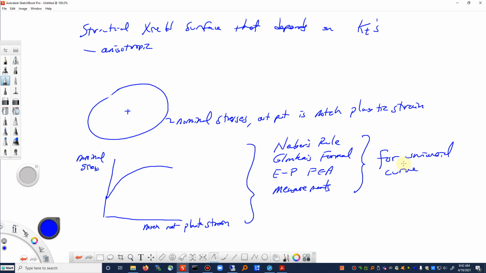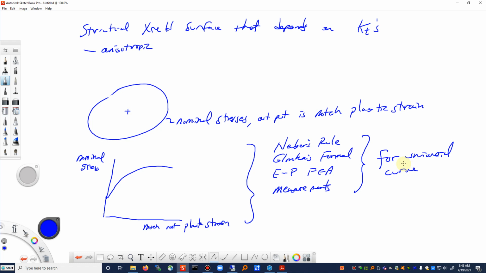And all of these, all we need is one curve. Just like in regular plasticity, all we need is a stress versus plastic strain curve. With the assumption of the yield surface, then we have the complete description of our material. Here, we just need the one nominal stress versus notch root plastic strain curve with our assumption of our yield surface and the normality flow rule.